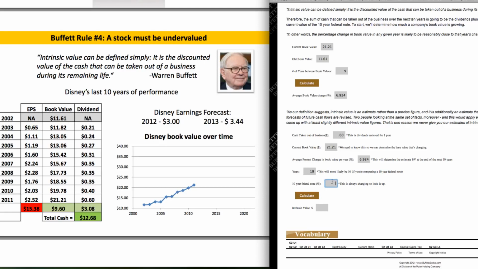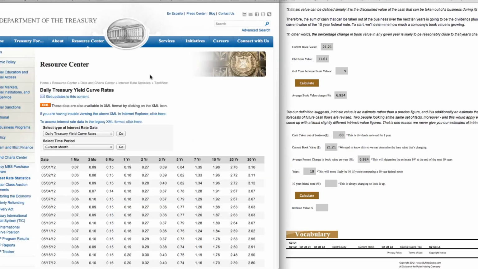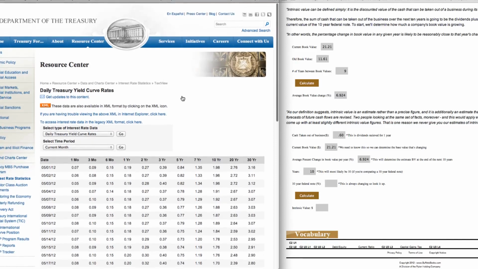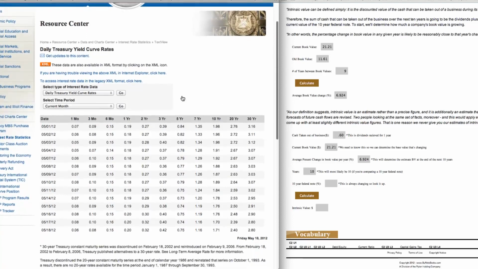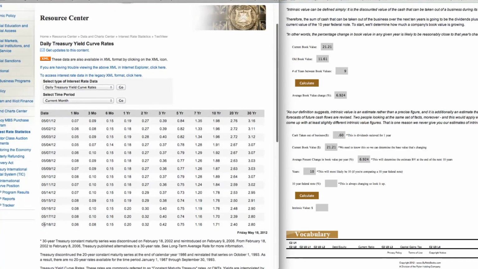Okay, so I promised that I would show you how I found the current value for the 10-year federal note. So I'm going to go ahead and do that now on the left-hand side of the screen, and I'll keep the intrinsic value calculator up on the right. If you go to the U.S. Department of the Treasury, you can see that's where I'm at right now. All you have to do is type in 10-year federal note into Google, and it'll be the very first search result. You'll click on this chart, and you'll come down here to the date.